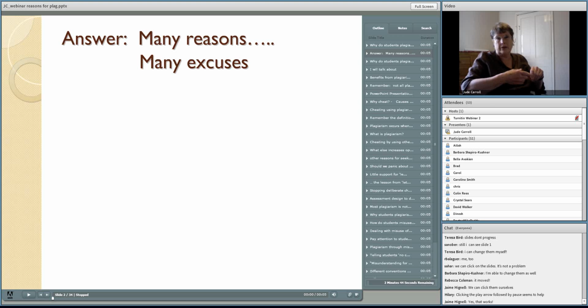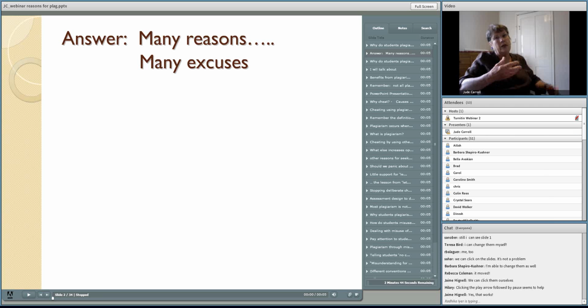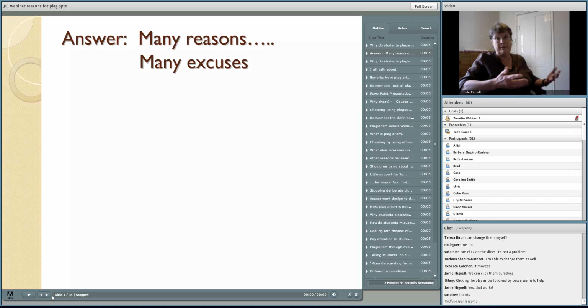And the answer for me is that cheating using plagiarism probably has the same causes as cheating using loads of other things, taking a mobile phone into an exam or getting a hold of the answers before the exam happens, and all the ways in which students can cheat. So cheating using plagiarism probably has the same sorts of causes, and it probably is done with the same kind of wish for outcomes. It's really important to remember that not all plagiarism is cheating.